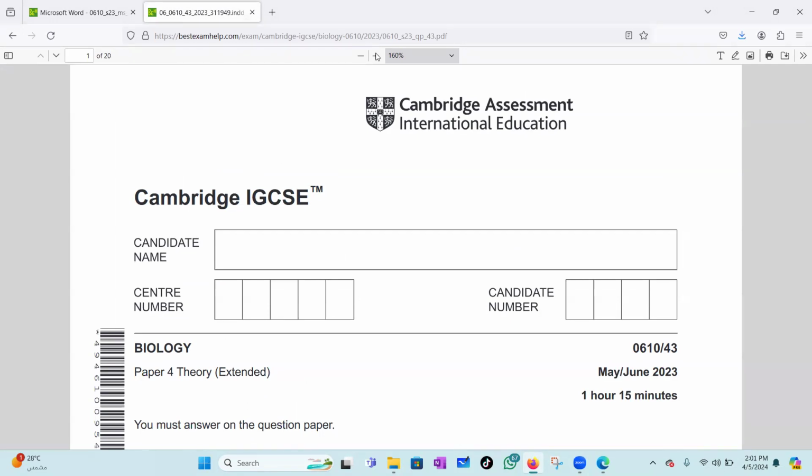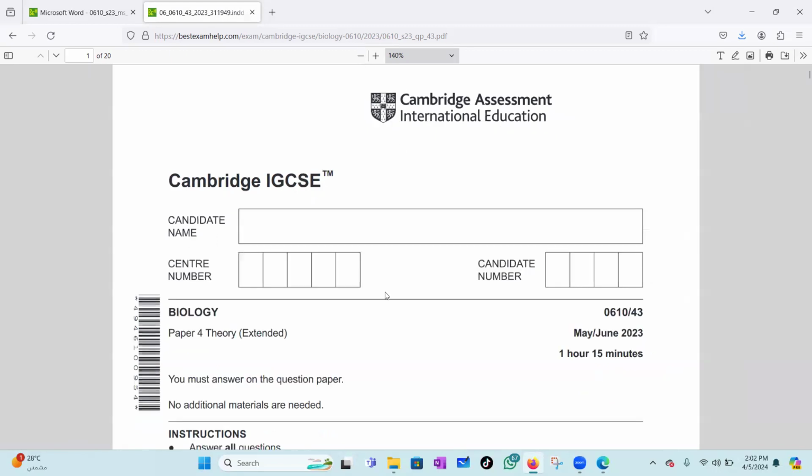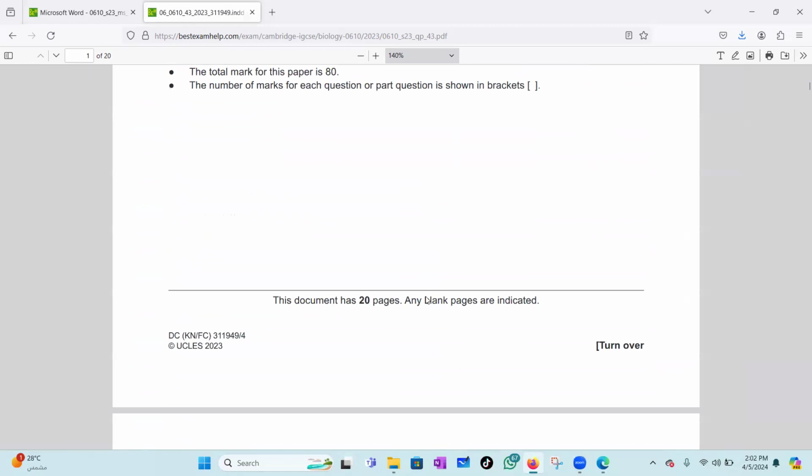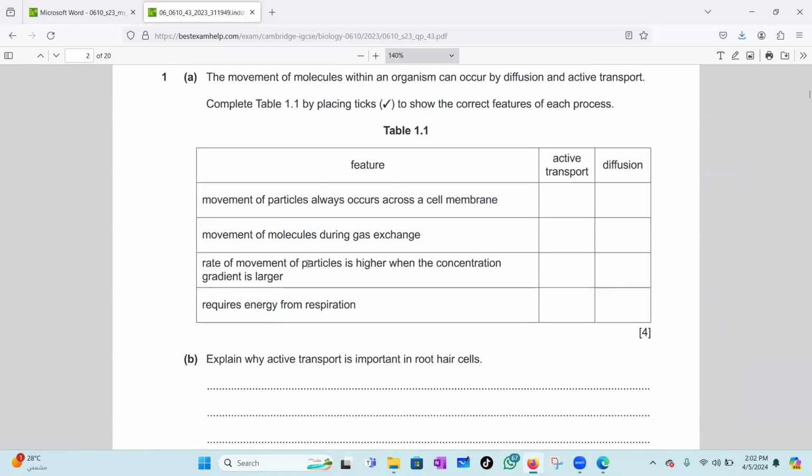No. Okay, now we will start immediately. We solved June 2023, 41 and 42. We will solve 23, variant 43, I mean. Okay, let's start. The movement of molecules within an organism can occur by diffusion and active transport. Complete the table by placing check marks to show the correct features of each process.